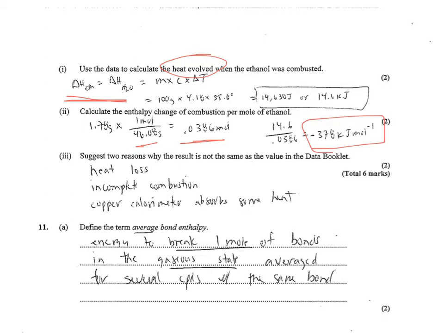So if you had 2 of these 3, you got both marks. First of all, you have to realize that anytime we're talking about bonds, we're talking about a whole mole of bonds. So it's the energy to break 1 mole of bonds. Second thing is with bond enthalpy, it has to be in the gaseous state, so it's only the bonds that we're dealing with and we're not overcoming intermolecular forces. And then the word average was used because it's average for several compounds containing the same bond. So those were the 3 points that you needed to make 2 of to gain your 2 marks.